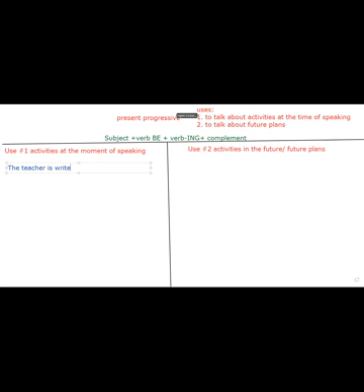Now, pay attention. The verb here in the formula says verb with ing, right? Gabriela gave me a verb, perfecto, me dio un verbo. Now, I am using present progressive, I need to change the verb, okay? What am I going to do? I am going to delete the letter E, and I am going to add ing. The teacher is writing, and if it's at the moment of speaking, we say the teacher is writing right now.